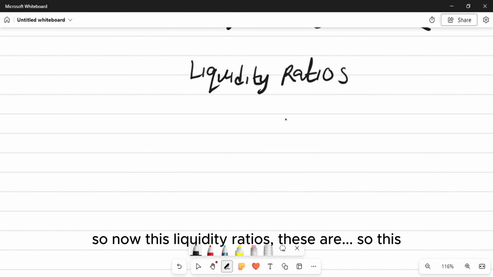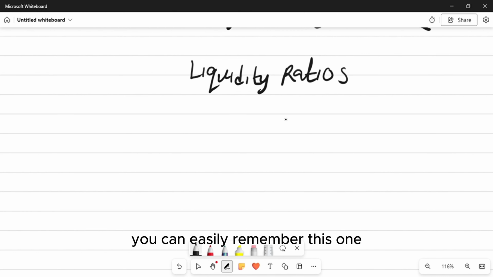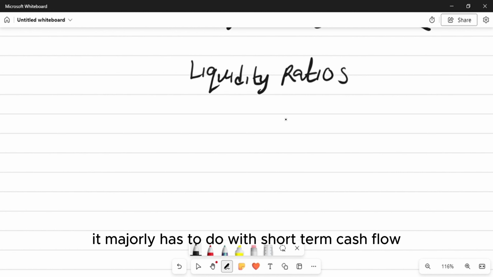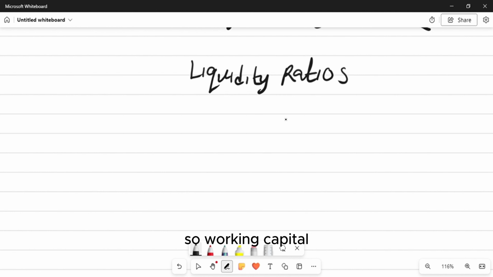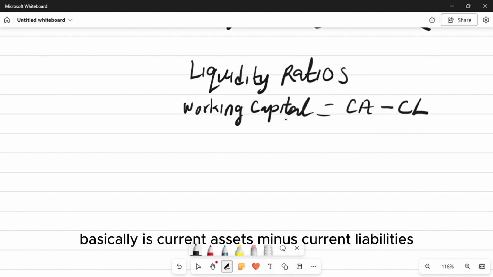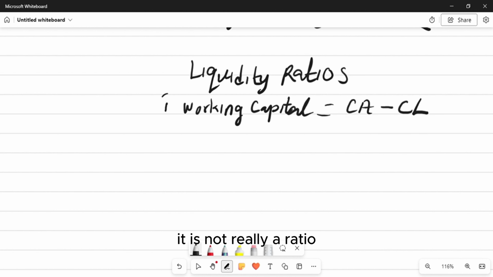So now these liquidity ratios, look at this, it is a very simple one. You can easily remember this one. When you hear liquidity, it has to do with cash flow, right? So it has to do with short-term cash flow, the ease of converting assets to cash. It majorly has to do with short-term cash flow and working capital. So know that working capital basically is current assets minus current liabilities. This is not really a ratio, this is just a statement of fact.